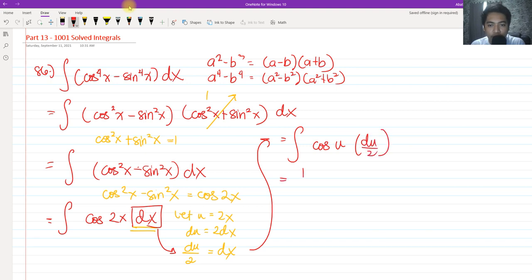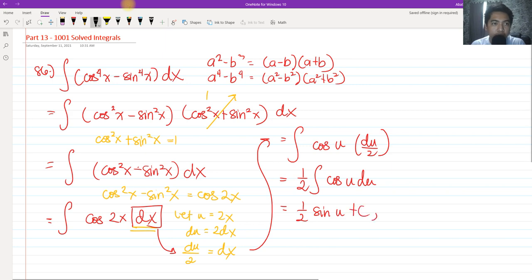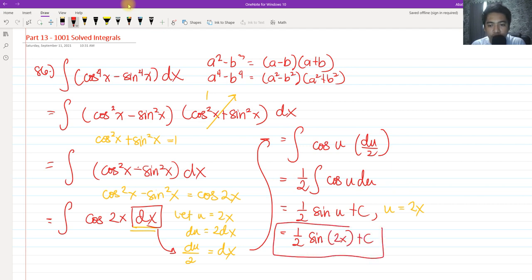So that we have 1 half. We can factor out the 1 half because it's constant. So we have cosine of u du, and cosine of u du is readily integrable. So we have 1 half sine of u plus c. But take note, we have to go back to the original variable. But u equals 2x, so we have 1 half sine of 2x plus c. So this would be our final answer for number 86.